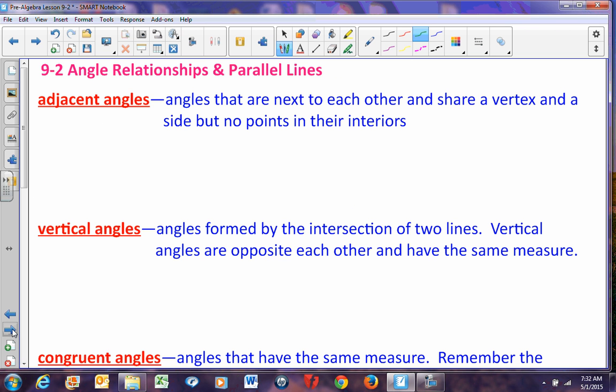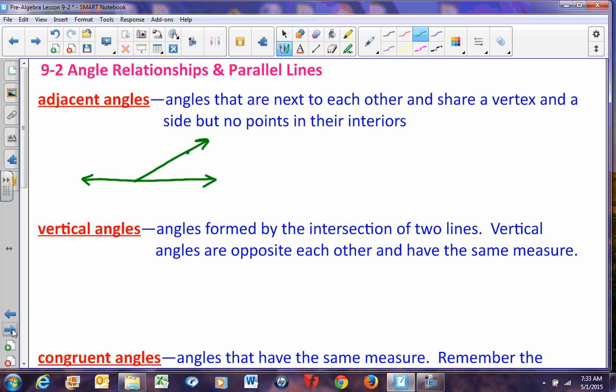Adjacent angles. Adjacent angles are angles that are next to each other and share a vertex and a side, but have no points in their interiors. Adjacent means next to. For instance, Mrs. Akowski and I are adjacent in classrooms because her back wall and my back wall are adjacent to each other. We share the same wall. Okay? Adjacent angles look something similar to this. They share a side.